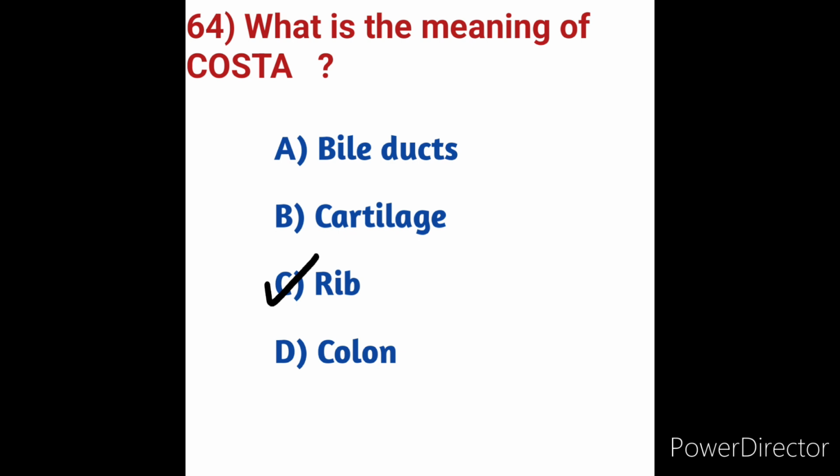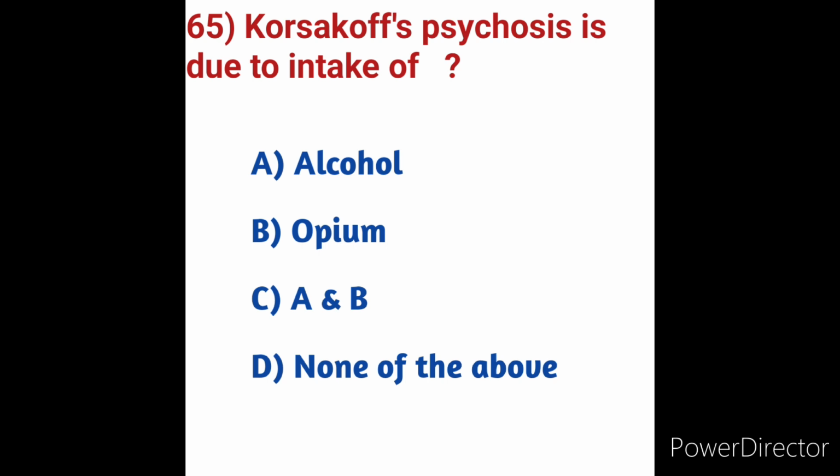Next we will move on to question number 65. Korsakoff's psychosis is due to intake of. What is the cause for the Korsakoff's psychosis? We will see here the options. Option A, alcohol. Option B, opium. Option C, A and B. Option D, none of the above.